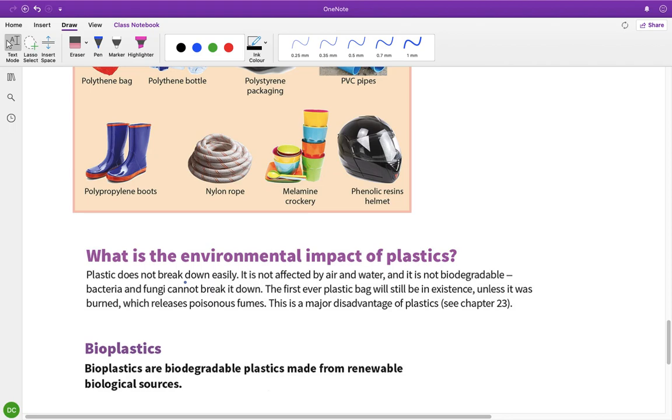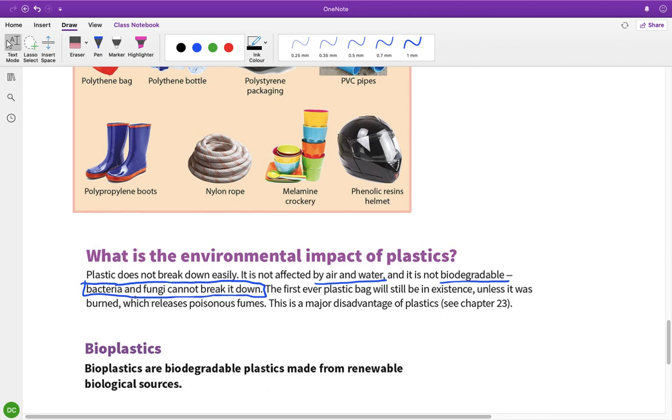The reason why plastics are a problem is that they do not break down. They are not affected by air or water, and they're not biodegradable. What does biodegradable mean? It means bacteria and fungus can't break them down. That's very important. I think we use that word biodegradable and we're not really sure what it means. You would have done this last year. Sorry, I did it my first year.